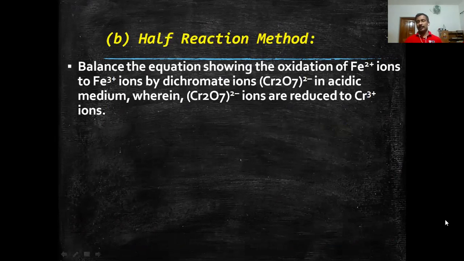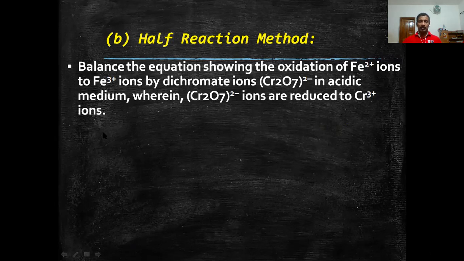In half reaction method, we will split the redox reaction into oxidation and reduction. Then we will balance them separately, following all the rules that we discussed here. Okay, read the question. Balance the equation showing oxidation of Fe2 plus to Fe3 plus ions by dichromate ions Cr2O7 2 minus in acidic medium, wherein Cr2O7 2 minus ions are reduced to Cr3 plus ions.